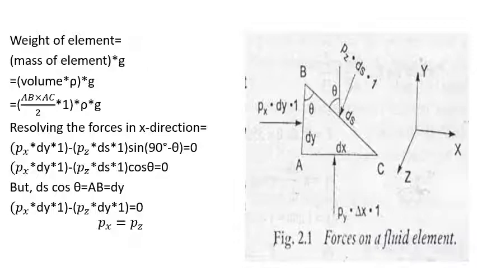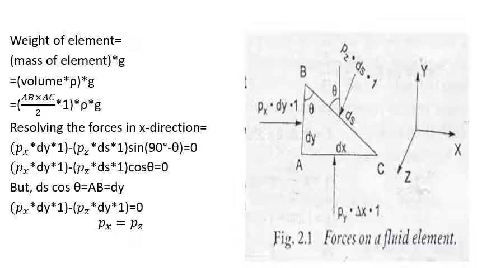Next, what is the volume of this wedge shaped element? That is half into base into height. It is a triangular shape, so the volume is half AB and AC into 1, then rho into g. Now resolving the forces in the x direction.